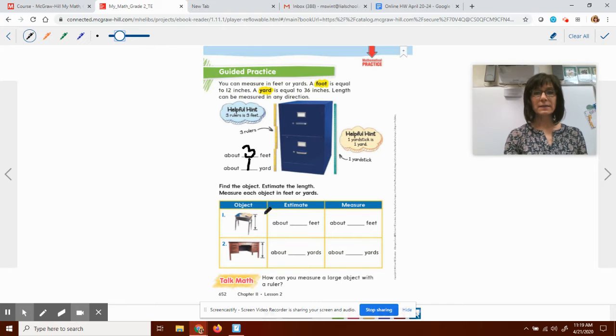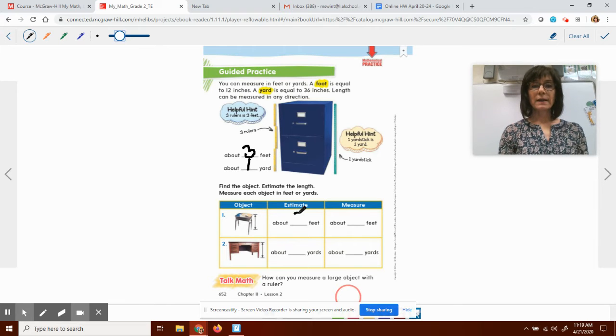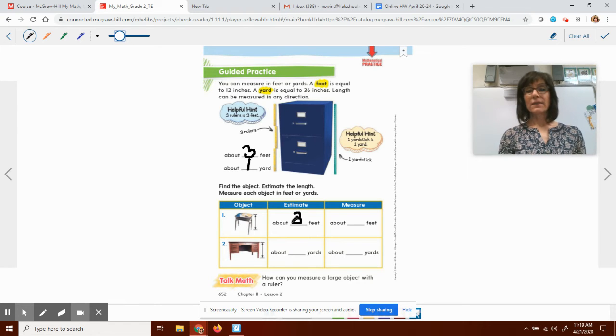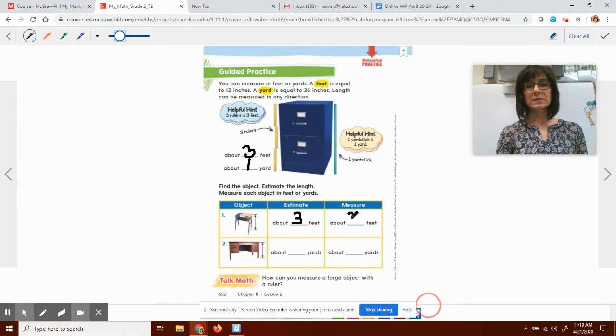So if I think this is about 3 feet, first I'm going to look at it and say, yeah, it's about 3 feet. Then I'm going to actually take the ruler to the desk and measure it, and I'm going to say, oh, goodness gracious, it was actually about 3.5 feet.